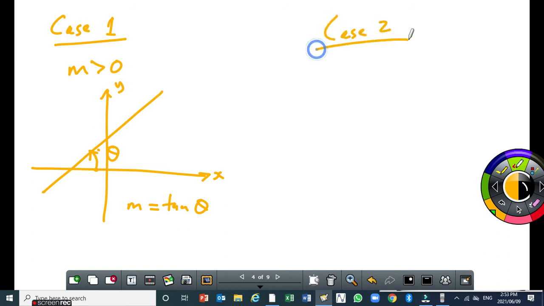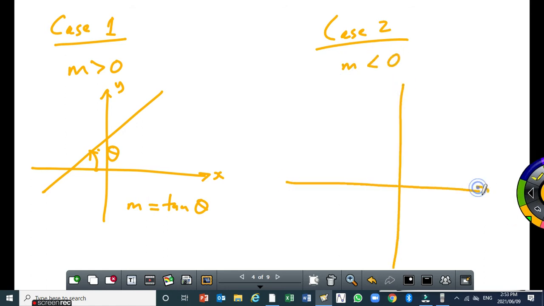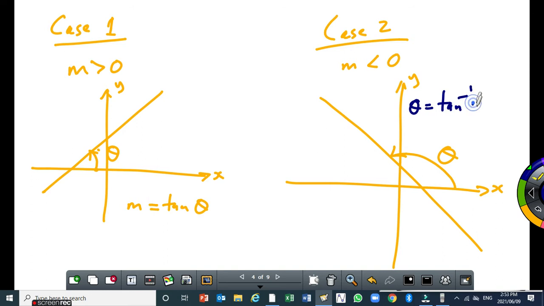Okay? Case 2 is when the gradient is negative, whereby you have your x-axis, y-axis, with a straight line like that, the angle of inclination will be that angle. So this will be theta. Right? Then, here, the formula for doing this one now is a little bit more complex. It's theta equal to shift tan of m plus 180 degrees. This is the formula that you need to find this angle of inclination if the gradient is negative. Okay, you have to know this.